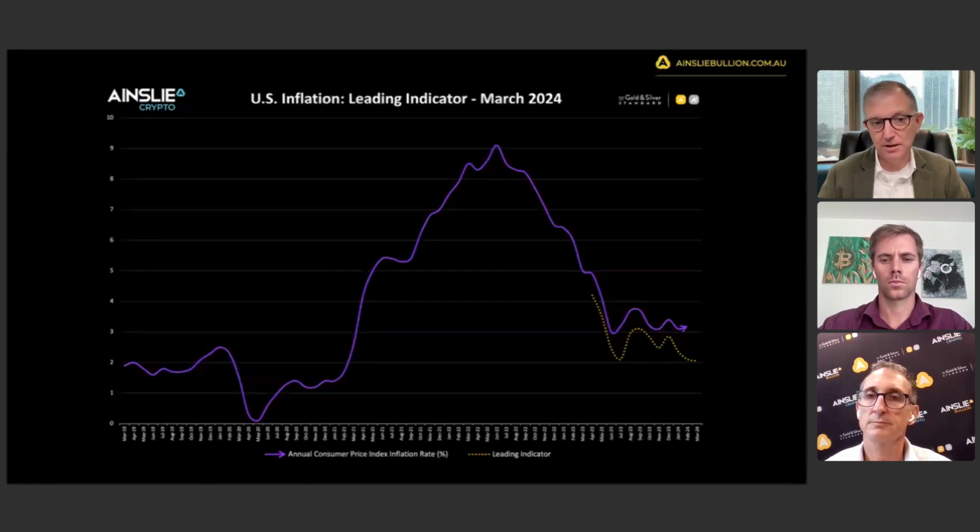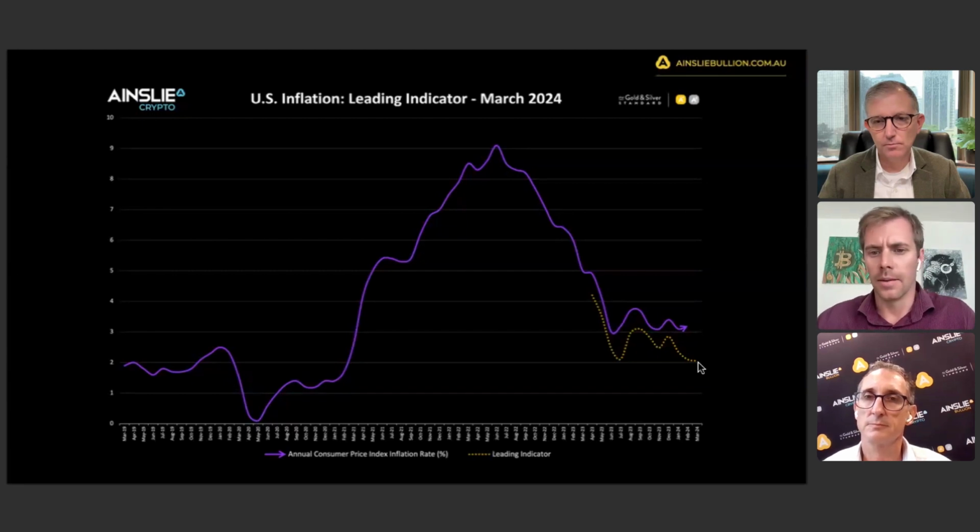Turning specifically to this inflation indicator here, Joe, do you want to explain what we're actually looking at? Yeah, the purple line is the actual inflation reported, and the yellow dotted line is your trueflation metric. As a leading indicator, I think it's predicted fairly well where we're going to head. It's around 2, I think 2.4. Oh no, it's a bit over 3, sorry.